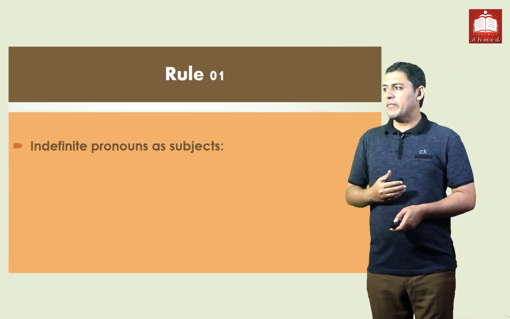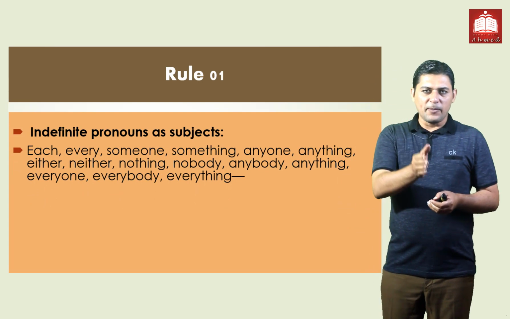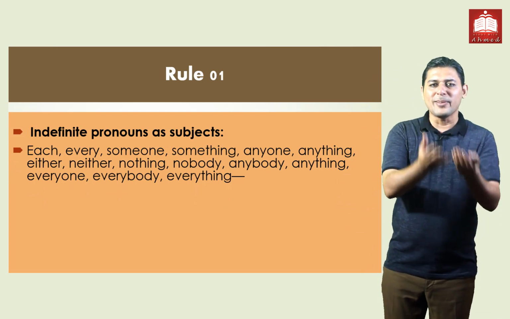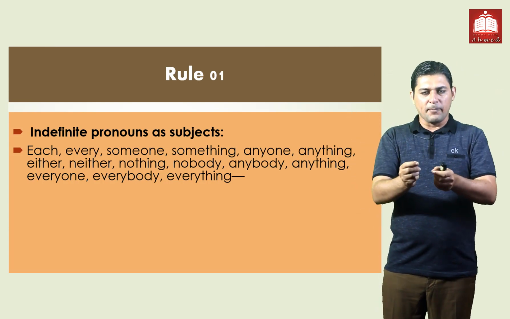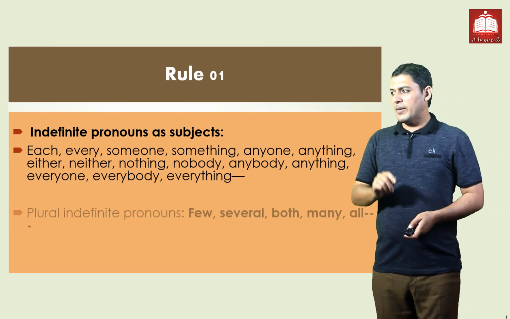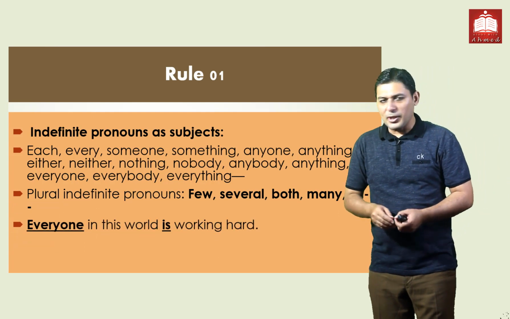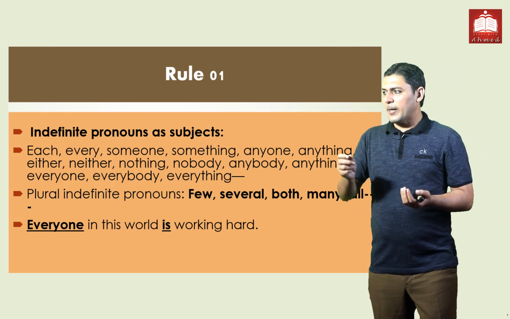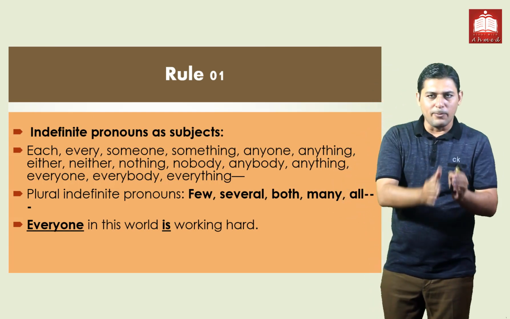So rule number 1, we have indefinite pronouns as subjects. If you find each, every, someone, something, everything, everyone, they all are singular, right? Everything, though we have almost all the things, but we consider them as singular. So everyone, no one, anything, anyone, they all are singular subjects. So we have a singular verb, until unless we have few, several, both, many, or all. Here you have to use a plural verb.